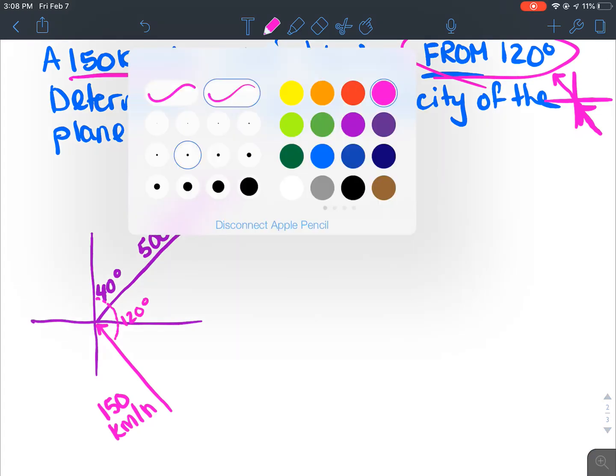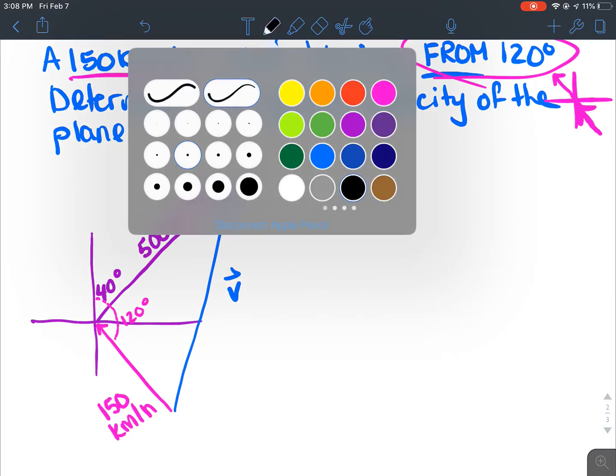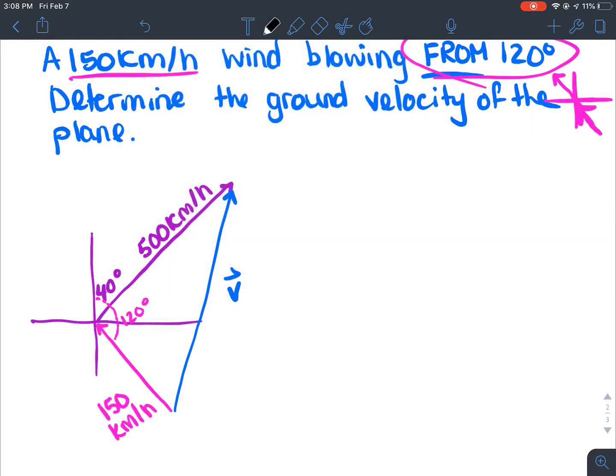Okay, so I've got some figuring out to do. And then I've got my final resultant vector, which we'll call vector v, going like that. Okay, so my airplane was going at north 40. Then my wind was coming from 120 degrees, so I just drew it like that. You also could have added it up here if you wanted to. It's not a big deal. So let's figure out some angles that we will need.